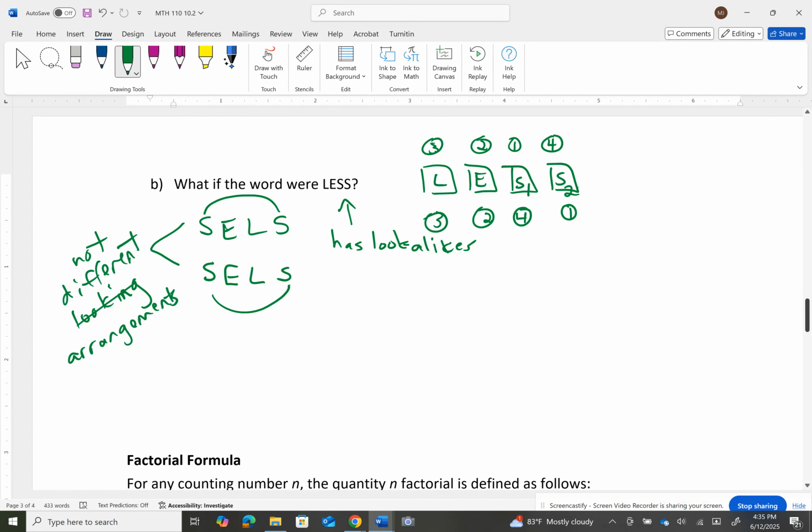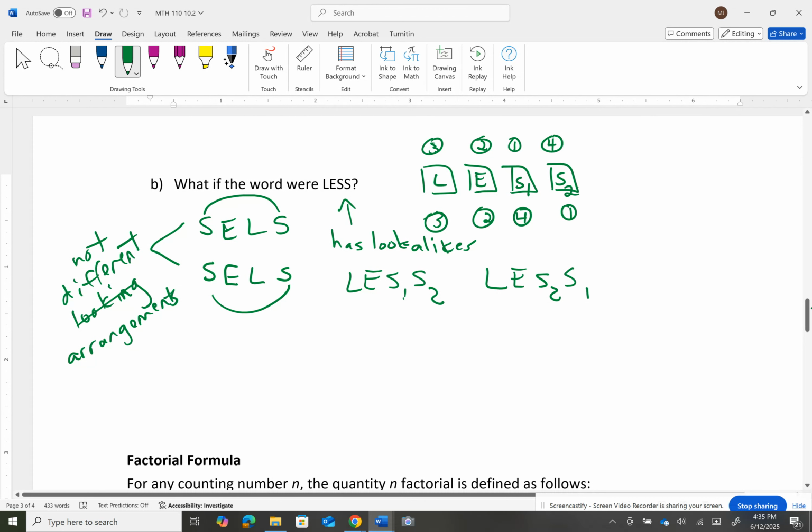So those have lookalikes, and so they wouldn't be considered a different arrangement. So like L, E, S1, S2 would look the same as L, E, S2, S1. They don't really have those numbers, so you couldn't tell. So on that one, it actually turns out that we had the 24 possibilities, but then we needed to get rid of the lookalikes, and so it turns out we could divide by 2 in this case and get 12. But let me show you where that formula really comes from.